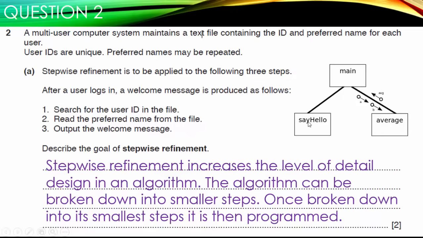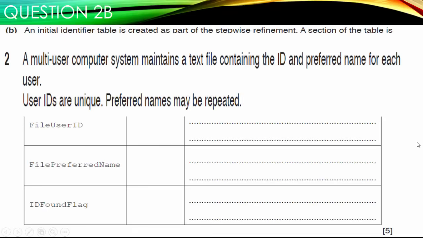But this is when we have everything broken down into its smallest part. Say hello is a procedure that does something. Average is a function that does something, and it's breaking it down to its smallest part. So that is what stepwise refinement is. Let's keep pushing along. So part B, an initial identifier table is created as part of the stepwise refinement. The section of the table, then we have it shown below.